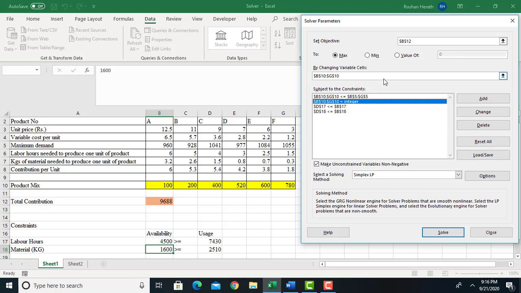Then having done this, what we need to do next is solving this kind of business scenario. Now you can solve it. So let's say you check that everything is perfect. You have set the objective, that is to maximize the total contribution, and then you take this changing variable, it is the product mix, and then you have taken these constraints, the labor constraint, material constraint, and also the maximum demand, and also the integer one. You have taken everything, then you can say solve.